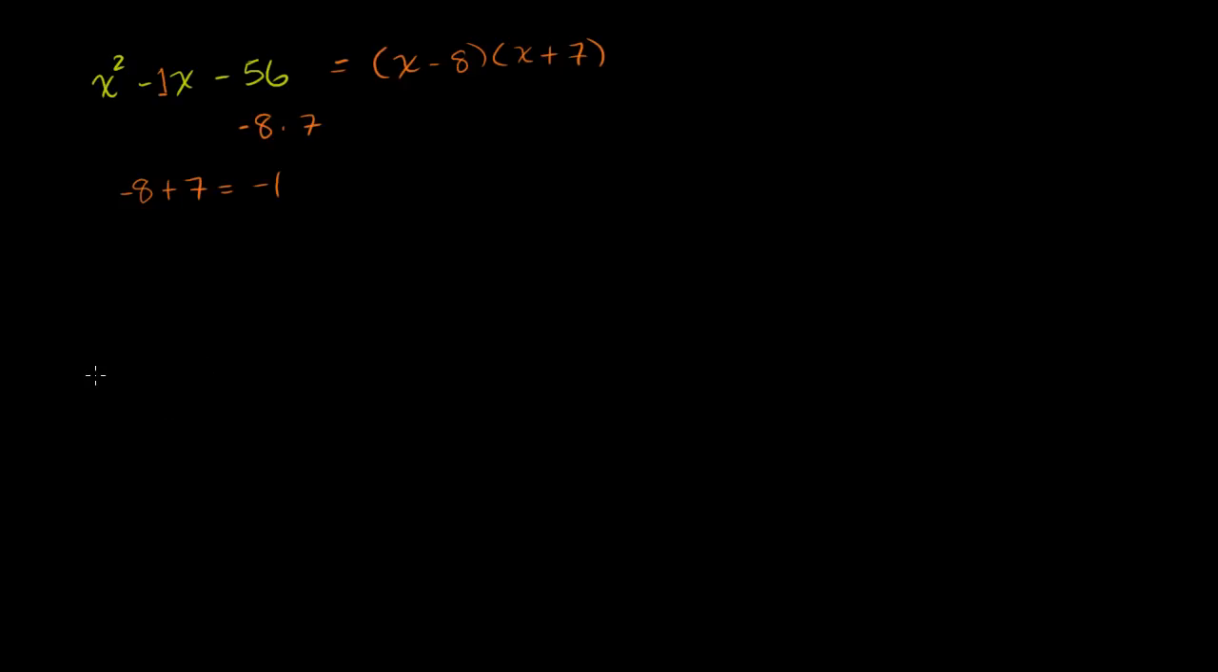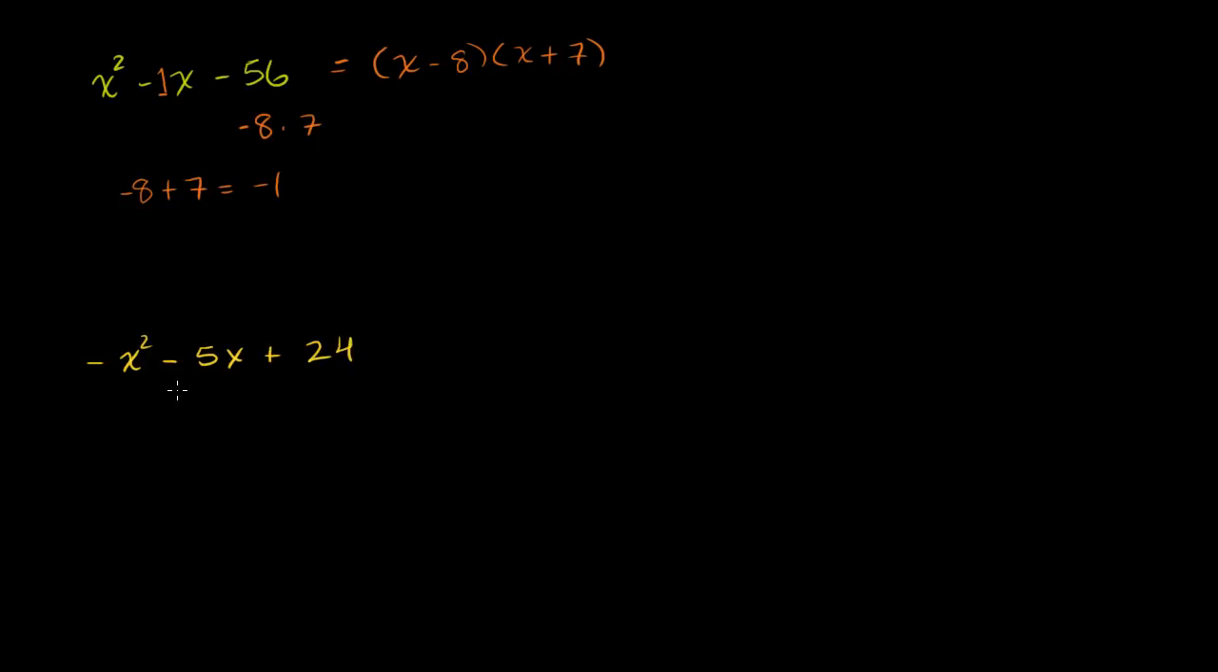Let's say we had negative x squared. Everything we've done so far had a positive 1 coefficient on the x squared term. But let's say we had a negative x squared. Let's say we had negative x squared minus 5x plus 24. How do we do this?